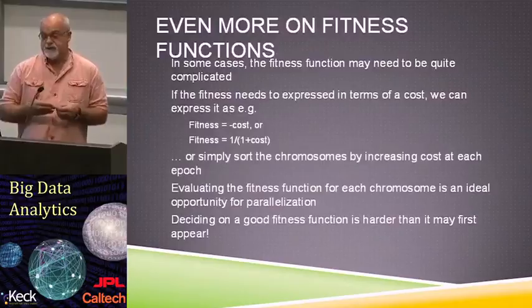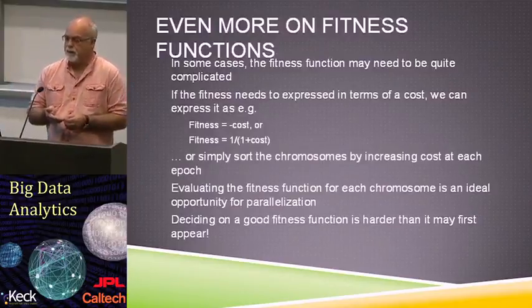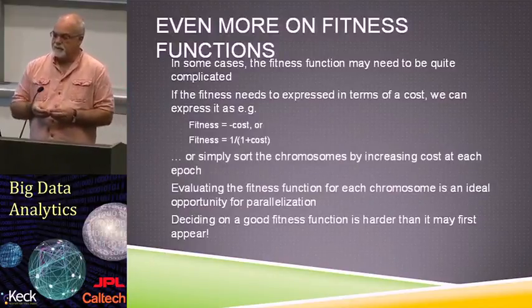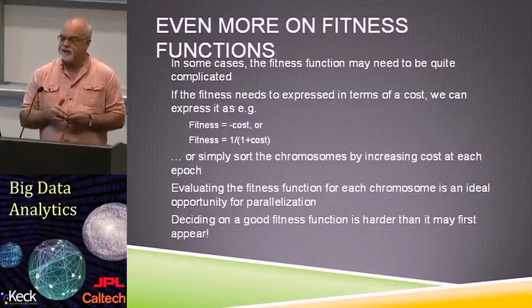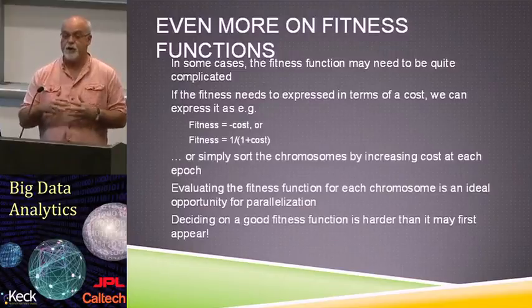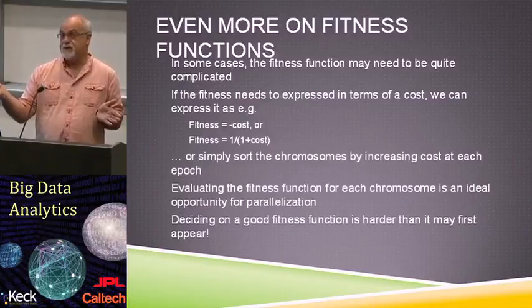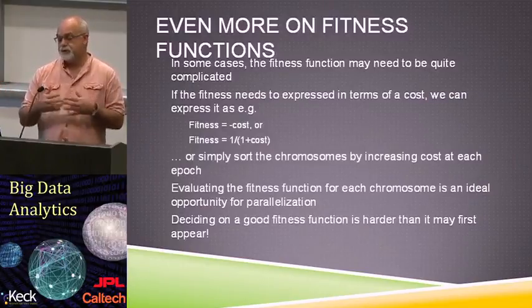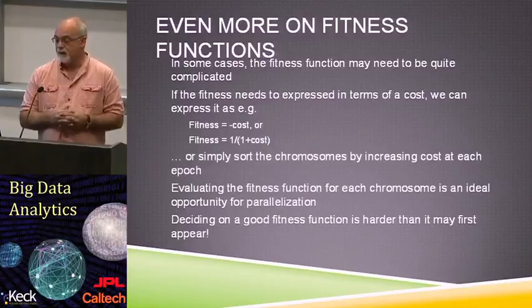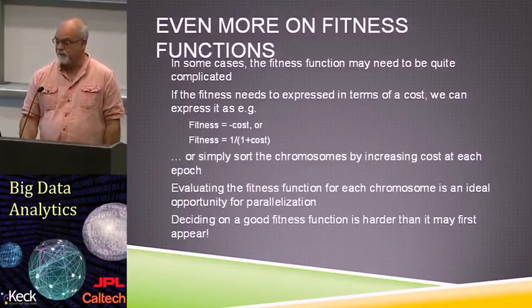So in some cases, the travelling salesman problem is a very simple problem, but in some cases the fitness function may need to be quite complicated. If the fitness needs to be expressed in terms of a cost, you can think with the travelling salesman problem that the cost of a path is the length of the path. So we're trying to minimise that. But you could just take 1 over the length of the path as the fitness, or you could take minus the length of the path as the fitness, if that's the sort of expression you have for the solution.